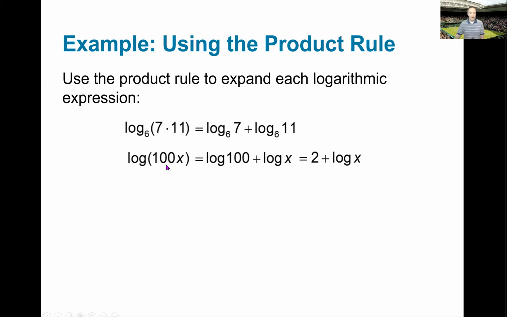If I had the log of 100x, I can say, well, that's the log of 100 plus the log of x. And unlike last time, where it really didn't help me as far as simplification when I broke it into two parts, it did help this time. I know that the log of 100 is just asking what power do you have to raise 10 to get 100. And of course, it's the second power. So the answer to that first logarithm is 2. And this can be simplified to be 2 plus the log of x, which is certainly a better format than the original problem here.